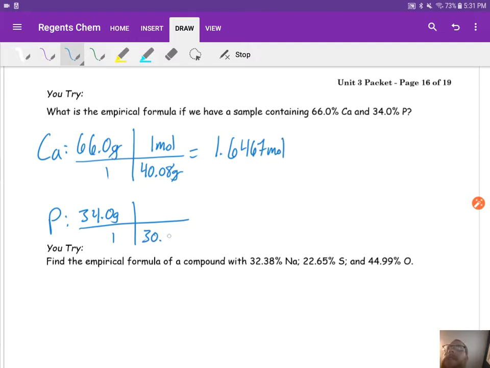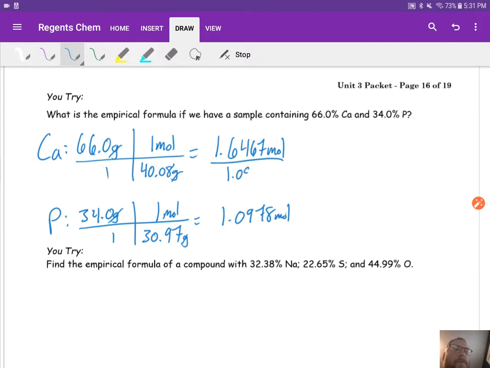Because otherwise your answer could be a little bit off, and you might get some weird ratio piece, and we don't want that. Here, we should get 1.0978 moles. So step 3, divide by the smallest number of moles, which in this case is 1.0978. That's going to cancel out. That's easy math. So when we divide calcium by that, we get about 1.5.